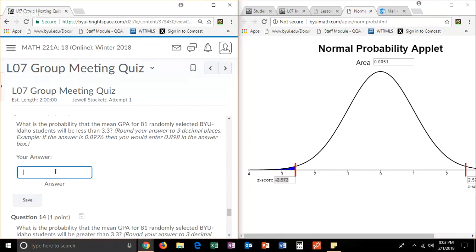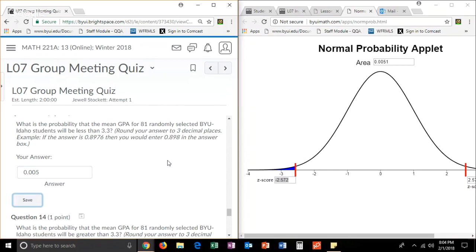Is that what you got for the answer? Did you get 0.005? Oh, I might be wrong. What did you get? Well, that's what Ruth got too. Yes. Okay. Sorry, go ahead.